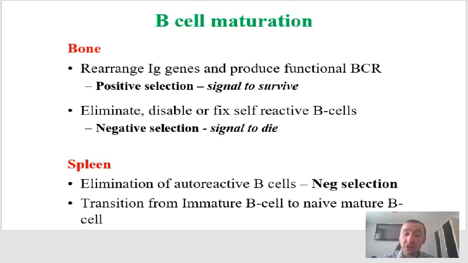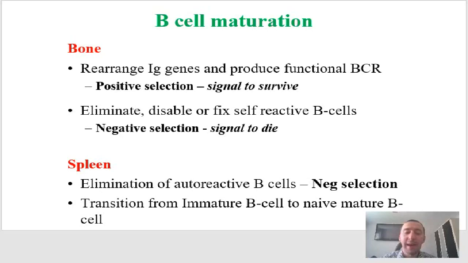Of course, if it doesn't produce a functional B cell receptor, a number of things can happen. One is that it will try to fix that gene and hopefully produce a functional B cell receptor, or it simply won't get the signal to survive.